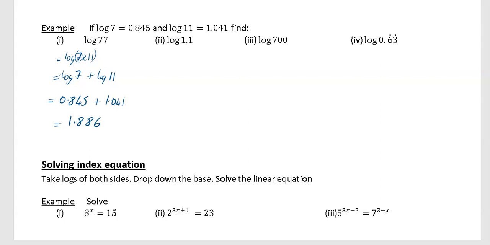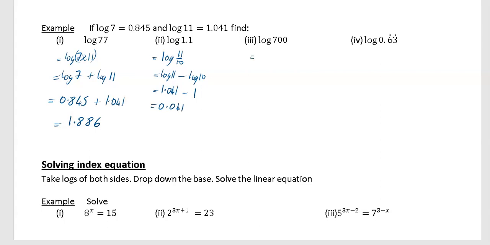Okay, part 2, same idea as before. I could write my 1.1 as 11 over 10, which is log of 11 minus log of 10. Log of 11, they have told us, is 1.041. Log of 10 is just 1. So your answer is going to be 0.041.